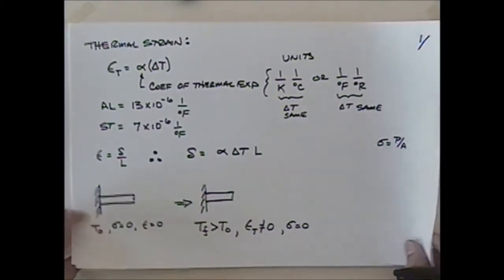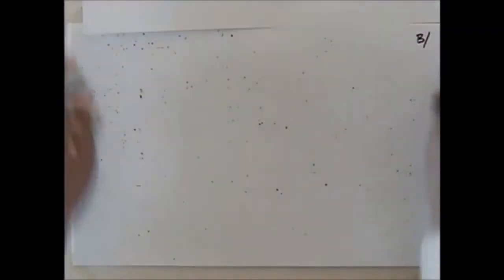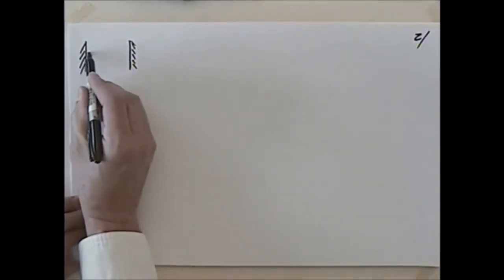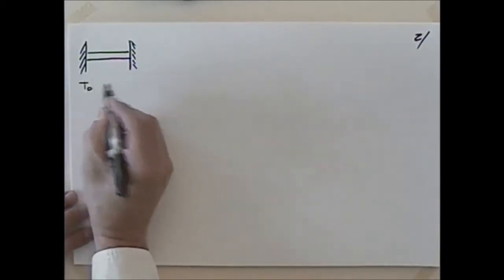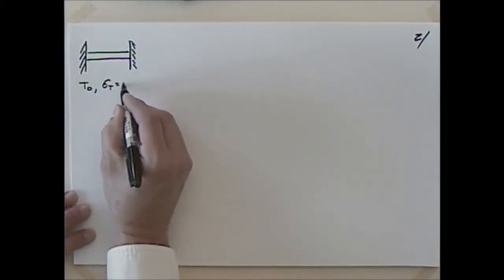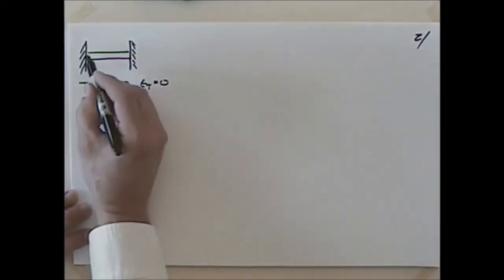The other case we might look at is a little more involved. Let's say that we have something that just fits between these two supports. So we just slip the specimen in here and it just fits between there. So we'll have some T naught, and sigma sub t is equal to 0, and epsilon sub t is equal to 0 initially. And it just fit between there.